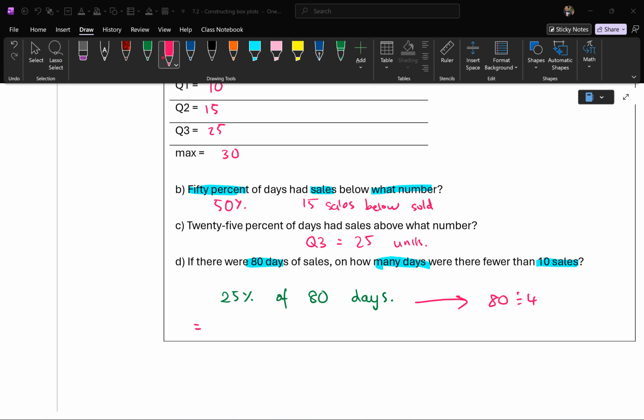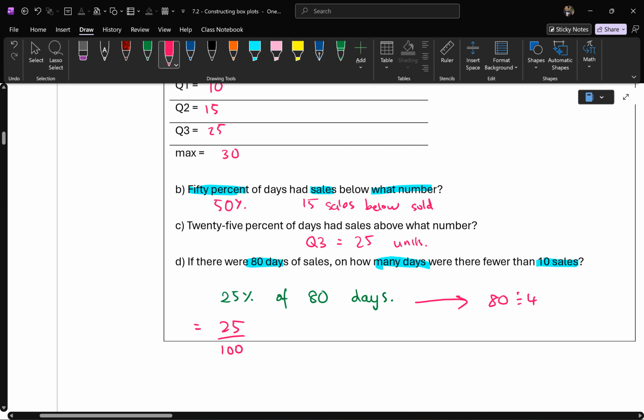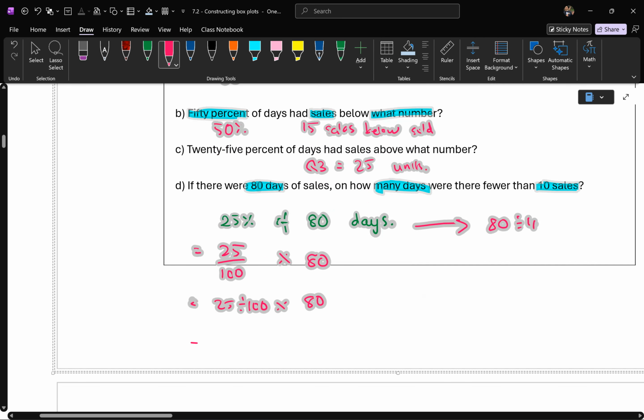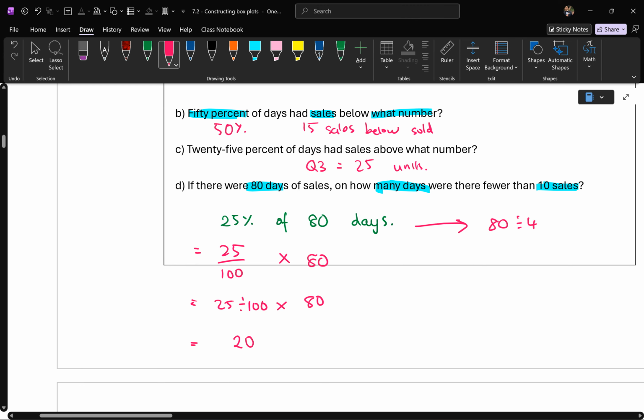25% means 25 out of 100, which means on your calculator you type 25 divided by 100. Okay, of means times. So on your calculator you press times 80. So on your calculator you type 25 divided by 100, which is why you knew it was a quarter, because 25 out of 100 is a quarter, and that's why a quarter times 80, which is what you're doing here. A quarter times 80 gives you the same thing as 80 divided by 4. Okay? And that's why you then get 80 divided by 4, which is 20.